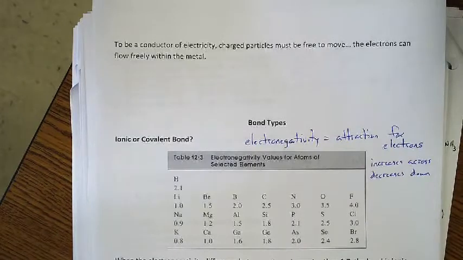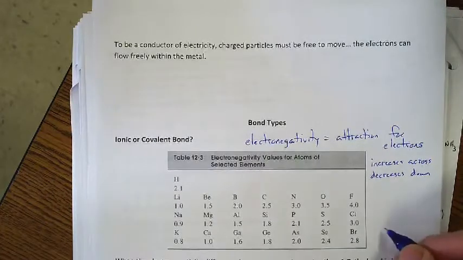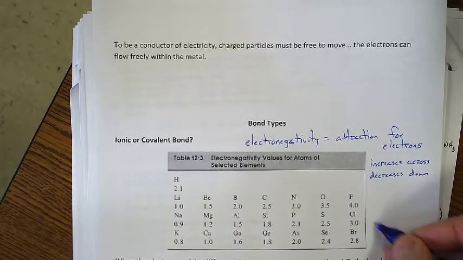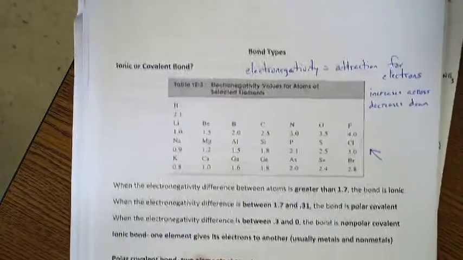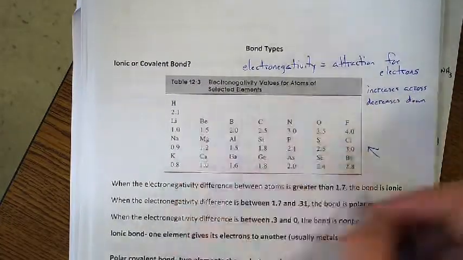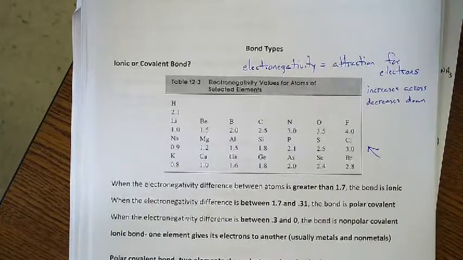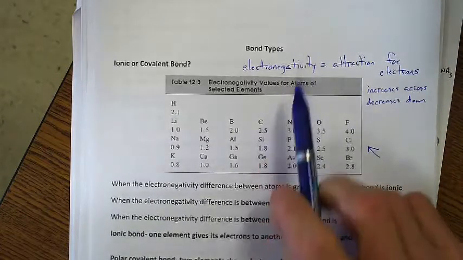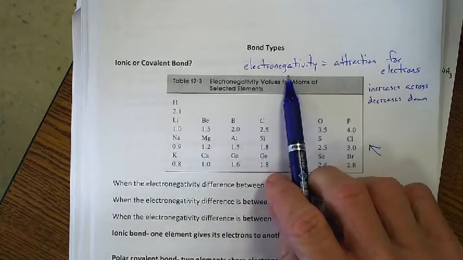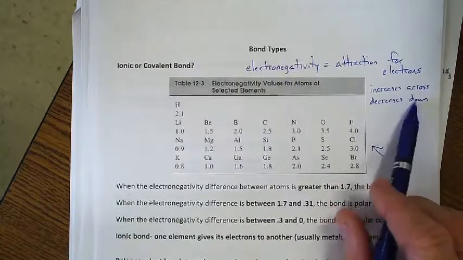And the last thing for today is talk about whether or not you would have an ionic or covalent bond holding something together. Remember I said typically an ionic bond is between a metal and a non-metal. That's a generalization. We use what's called the electronegativity values between elements to determine exactly what kind of bond they're going to have. So here's an example of some electronegativity values. If you've forgotten from the beginning of the year, electronegativity is the attraction for electrons. It increases across and decreases down.